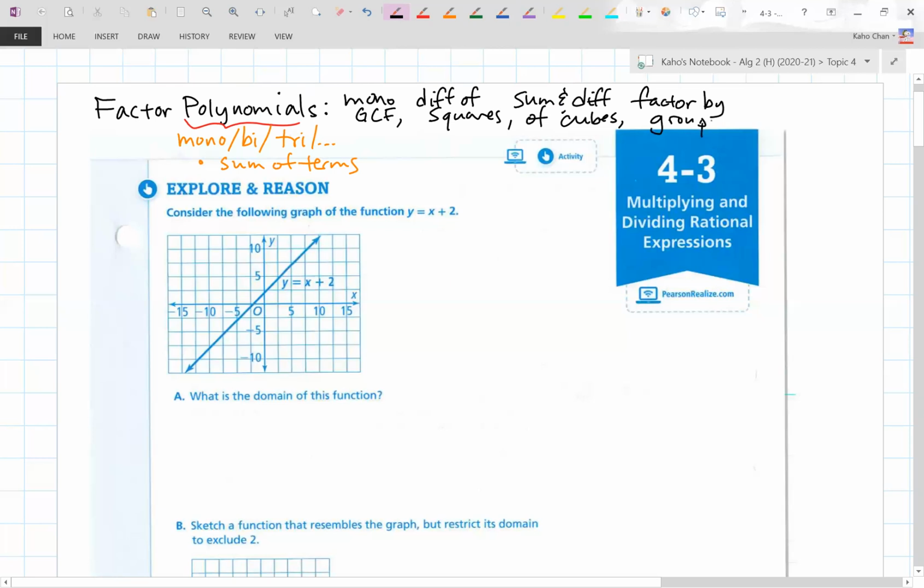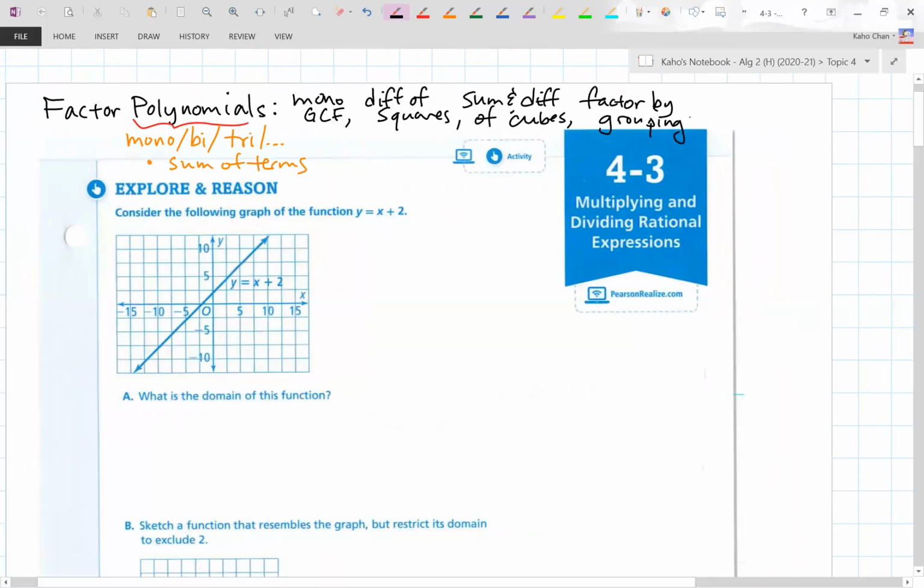The challenge for you guys in this section is remembering a lot of these techniques. If you get stuck, please let me know. Understand that we will be looking at multiplying and dividing rational expressions in this section.